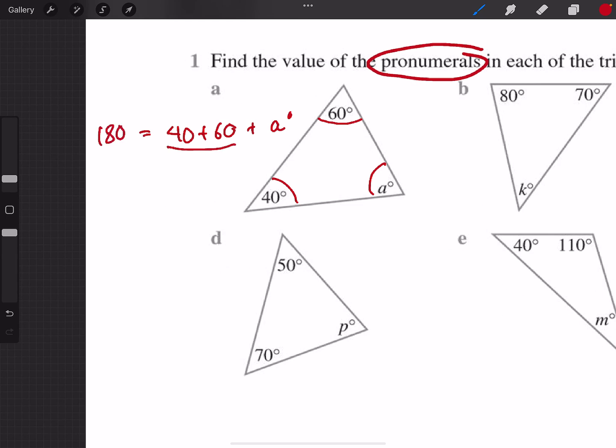Now 40 plus 60 is 100. Okay, so 180, and you've got 100 plus A. 100 plus A is 180. So A is equal to 180 take away 100. And that should give you 80 degrees.